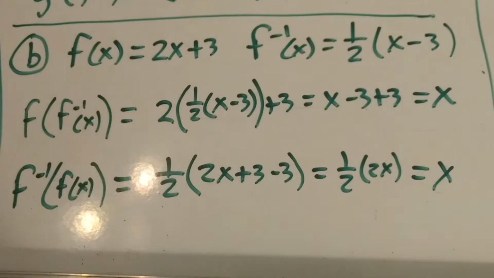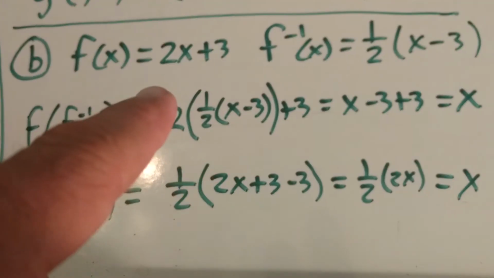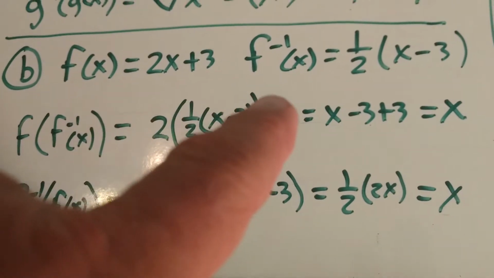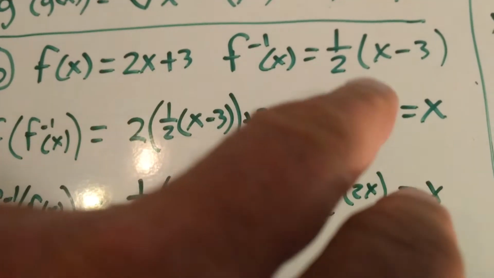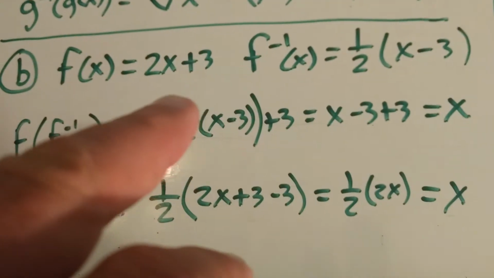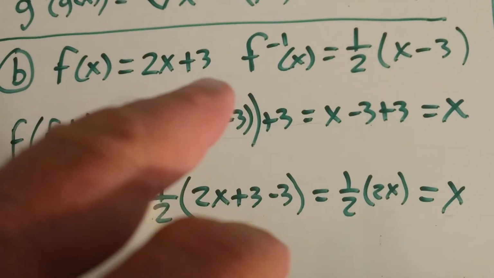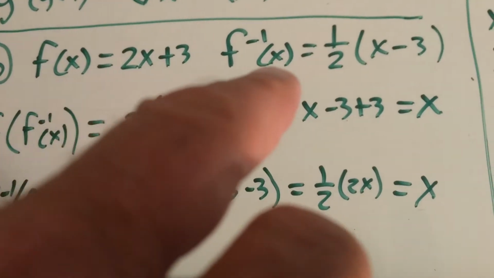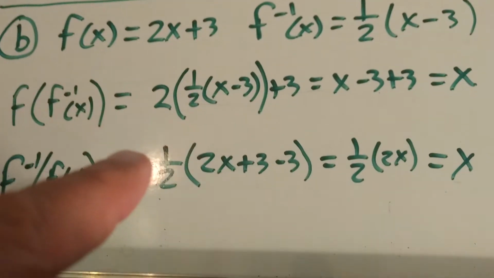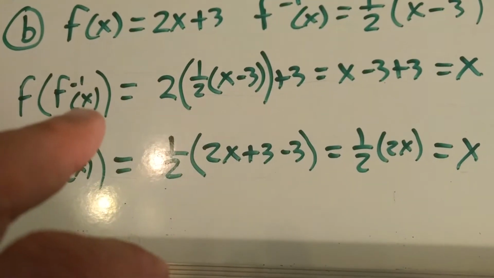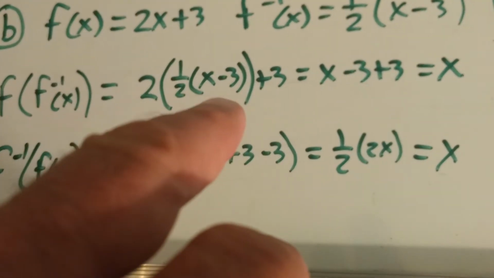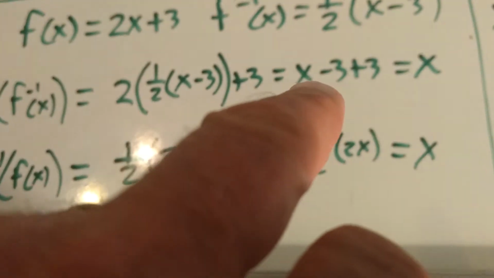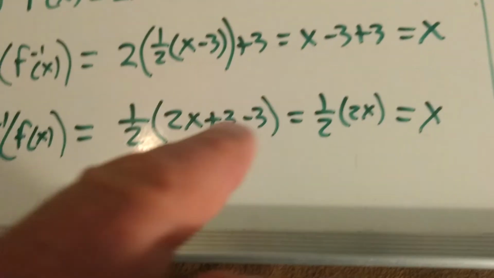Same thing with the next example. We have f of x equals 2x plus 3, and f to the negative 1 of x equals 1/2 x minus 3. So we're going to take this f to the negative 1 of x, stick it in for x here, see what we get. Then we're going to take the 2x plus 3, stick it in here, and see what we get. Here's the f to the negative 1 of x, which basically 2 times 1/2 is 1. So now we get x minus 3 plus 3, so we get x.